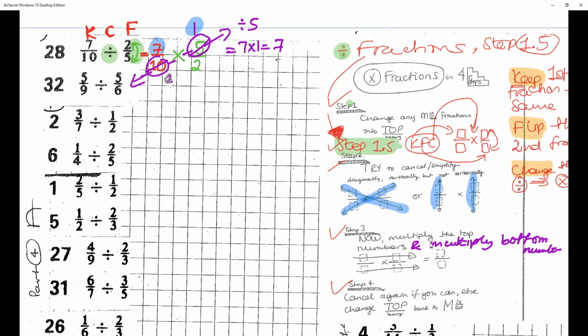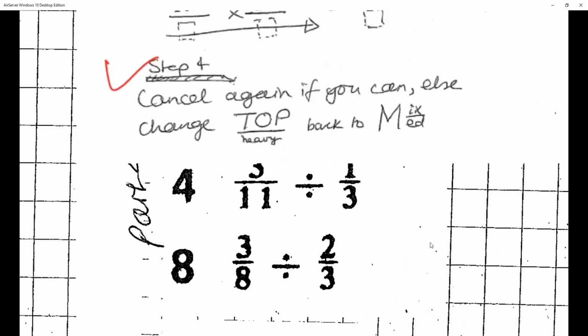And what is our bottom number? The bottom numbers are 2 times 2, which is 4. So 2 times 2 is 4. Now, if you look back at the rules, what's step number 4 saying? Cancel again if you can. Else change top heavy back to mixed.